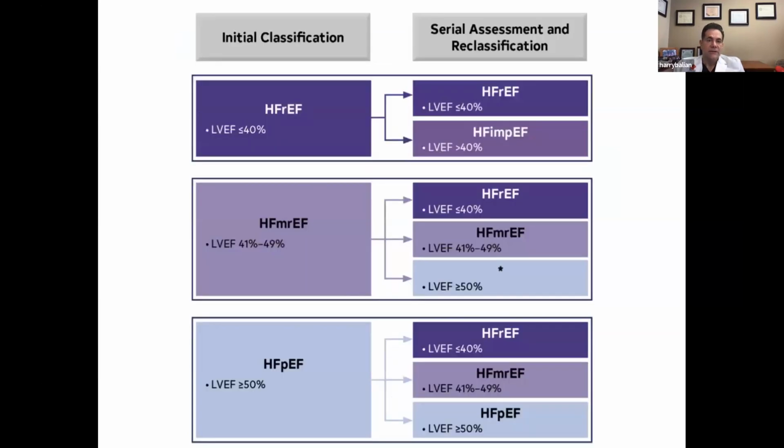So looking at the initial classification of HFrEF, EF less than 40%, and subsequently the modification of this classification, where they look at HFrEF and divide it into LVEF less than 40 and LVEF between 40 to 50. This is that intermediate zone, and then the HFpEF is when the EF is more than 50%. So they basically have the HFrEF, and then they have the intermediate zone, and then they have the HFpEF, which is the EF more than 50%.